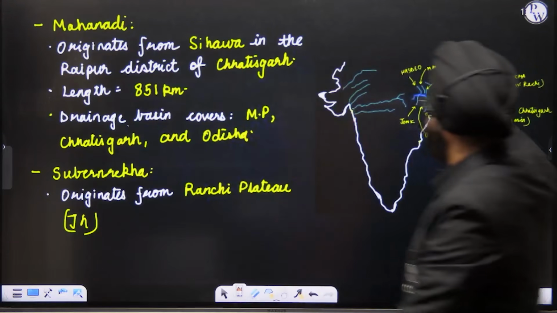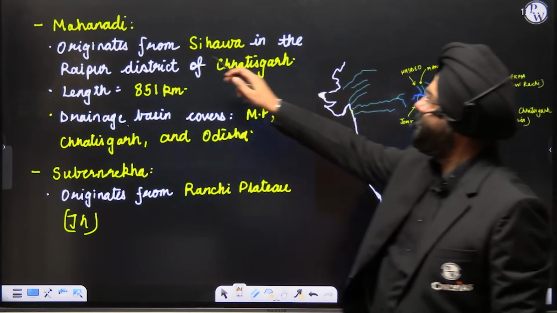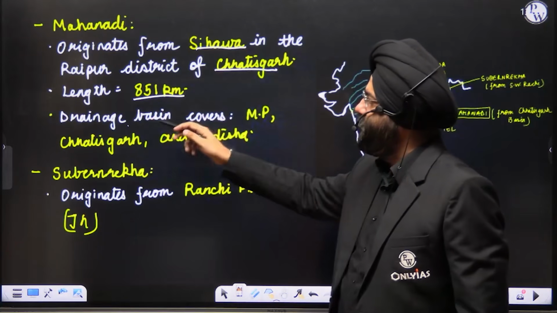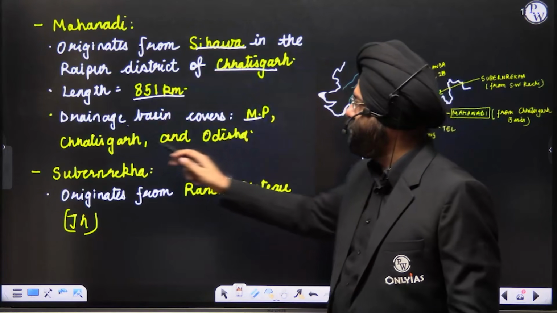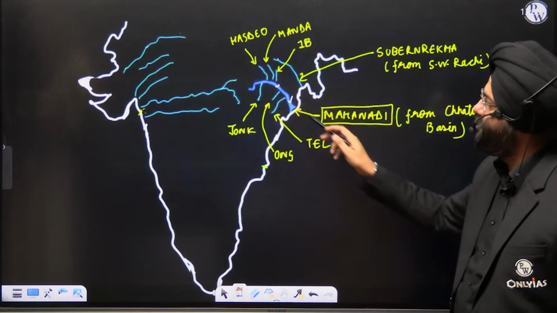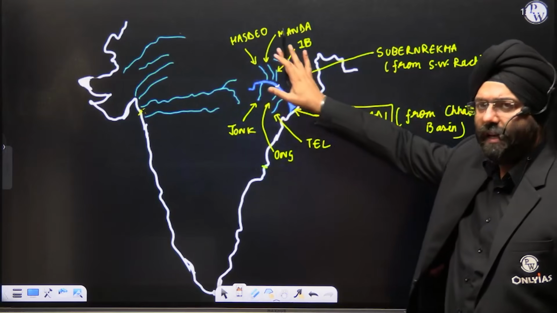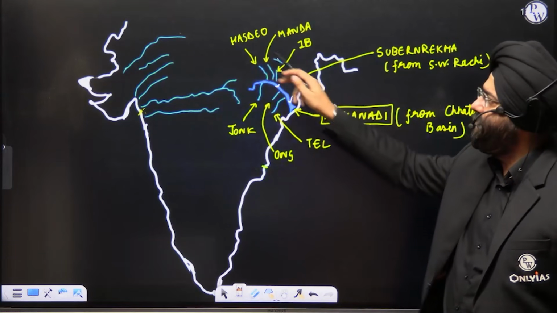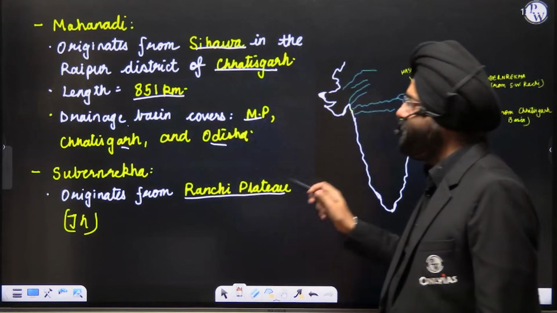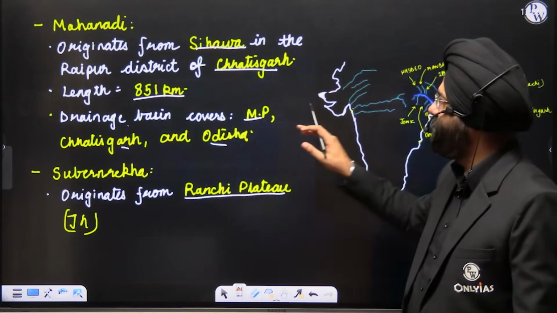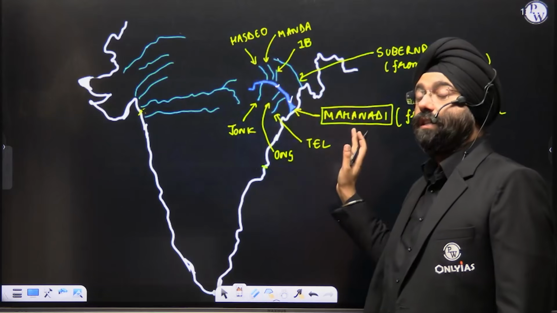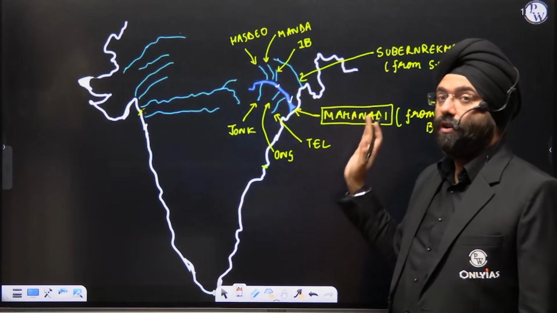Having seen these pictorial representations in the map, let us analyze them here. I have minimized the size over here also. Mahanadi originates from Sihawa in the Raipur district of Chhattisgarh, length 851 kilometers, and drains the states of Madhya Pradesh, Chhattisgarh and Orissa. So see, this is the region, right? And these are the tributaries as mentioned over here, so you can note it down. These are the left bank tributaries, these are the right bank tributaries. Now comes Subarnarekha, originates from the Ranchi plateau in Jharkhand. Clear? So we are done with Mahanadi, its tributaries and Subarnarekha. Clear? This is draining into what? The Bay of Bengal, right? So Bay of Bengal drainage, you remember that we had done?